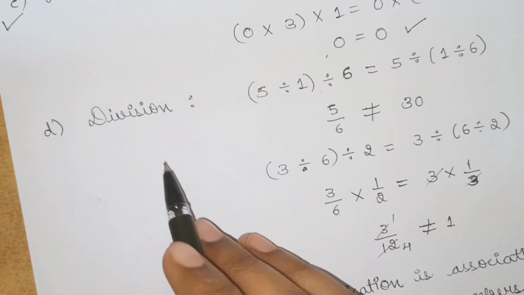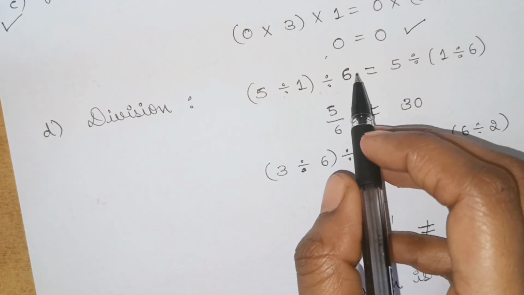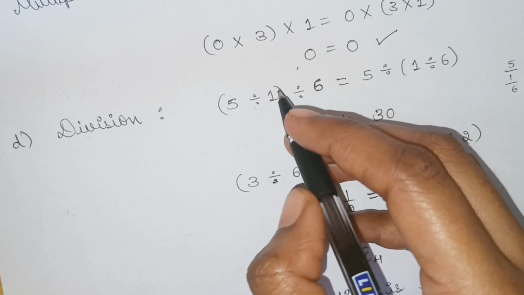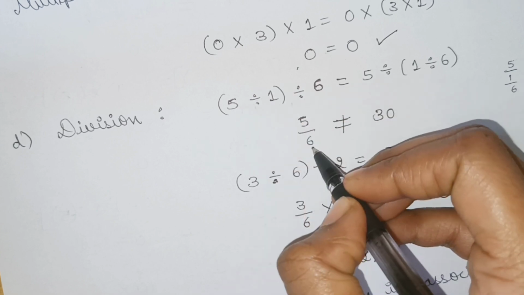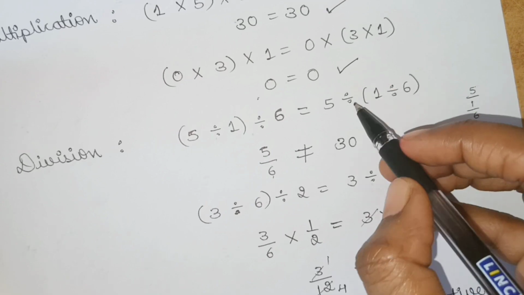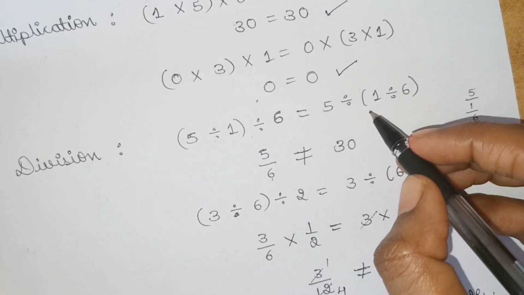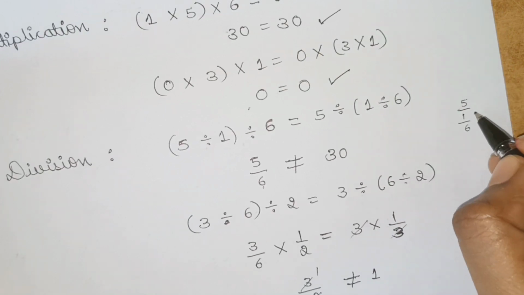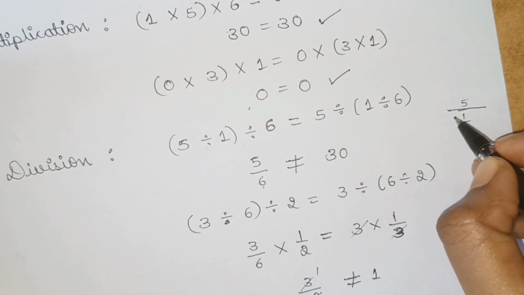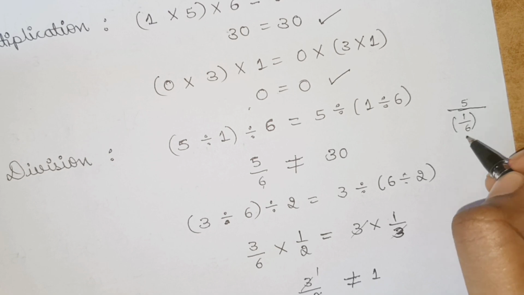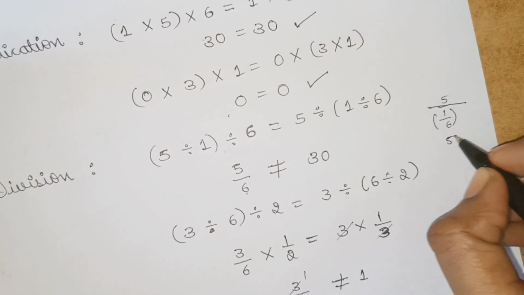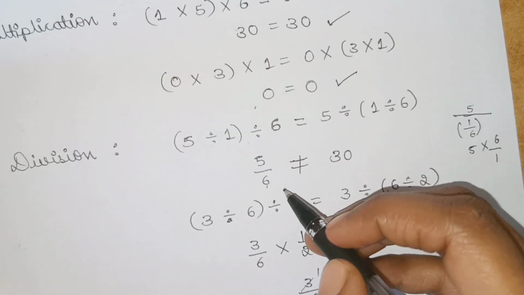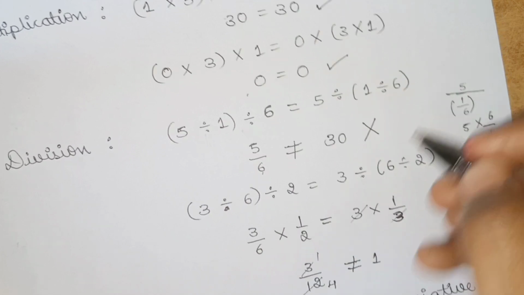The next one is division. 5 divided by 1 divided by 6. 5 and 1 are grouped together. Any number divided by 1 is the number itself. So 5 divided by 6 is the LHS. Now going to the RHS. 5 divided by 1 divided by 6. So we write 5 divided by, this is the numerator and this is the denominator. 5 divided by 1 by 6 can be written as 5 into 6 by 1, which is 5 sixes are 30. So 5 by 6 is not equal to 30. So it is not associative.